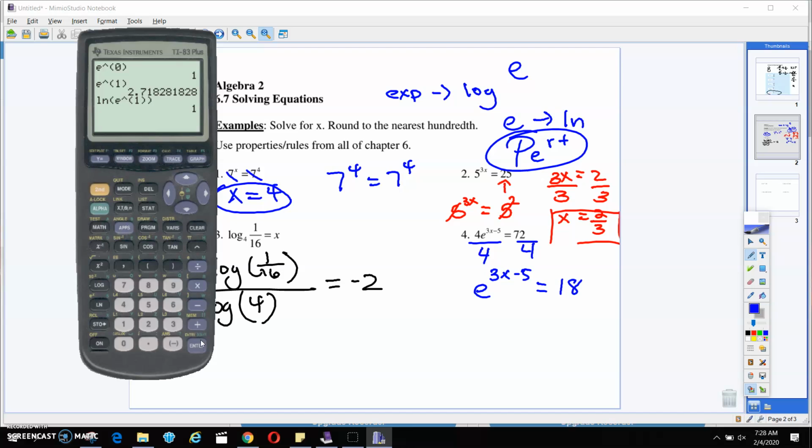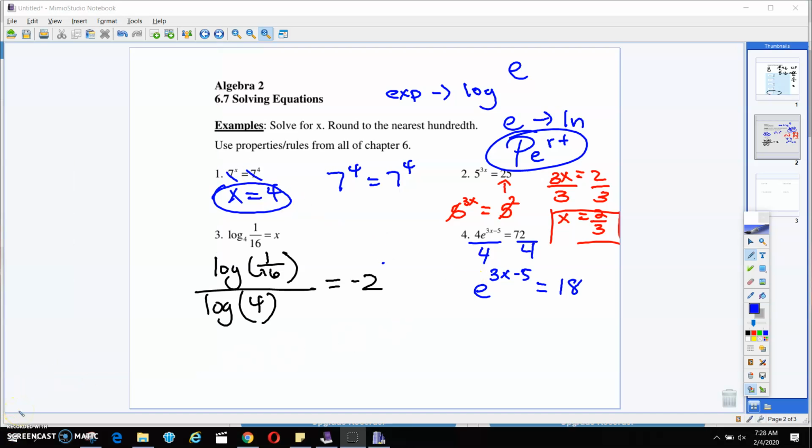If you take e and you take the inverse of it, that gives us 1, so it kind of cancels out. You're going to put ln in front of those numbers. So over here, we're going to take the ln of that, and the ln of this. When we do that, this cancels out, and we're left with 3x minus 5 over here and ln of 18 over here.